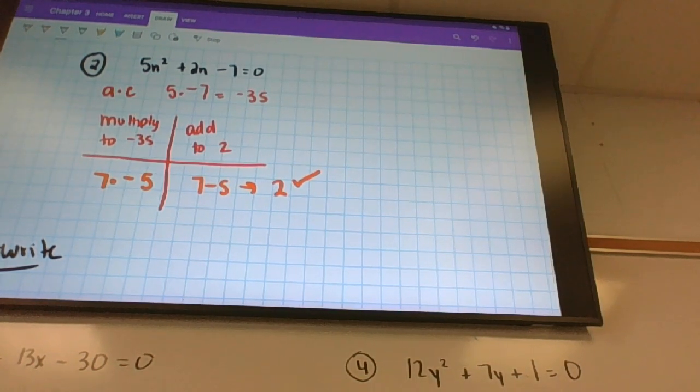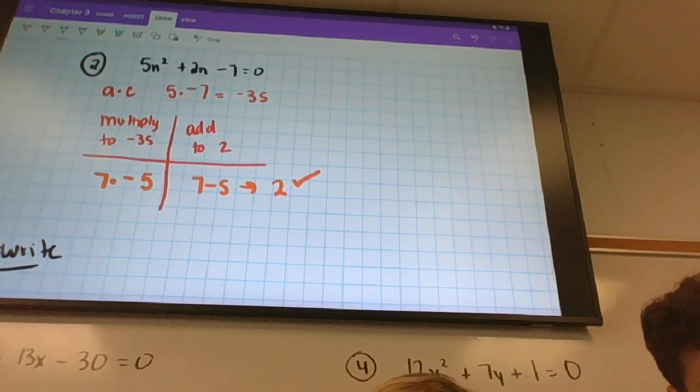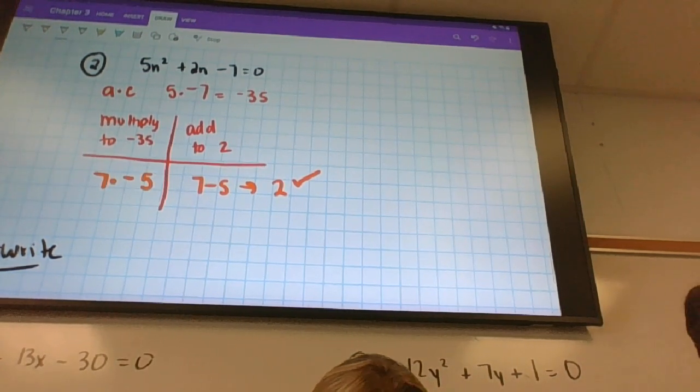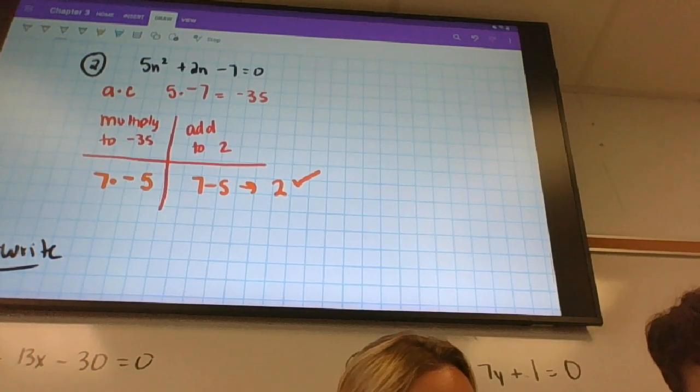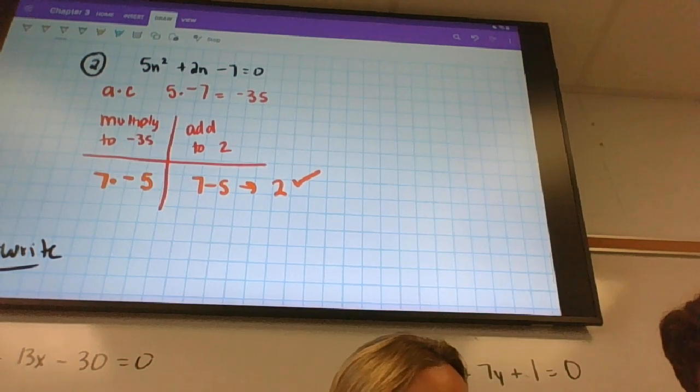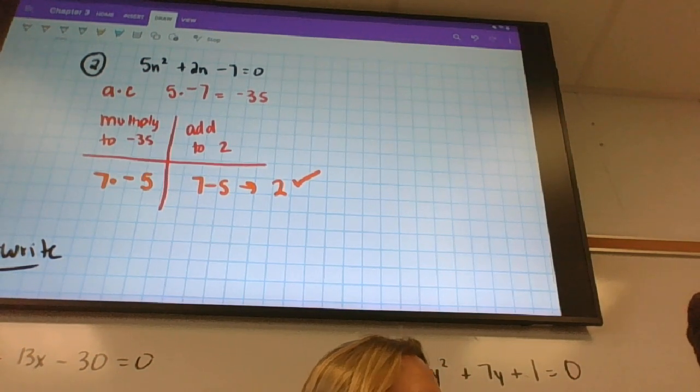Would you put first the 7 or the negative 5? You put the 5 first. But when I did it, I got n plus 1, but I don't know what goes here. Because the 2 is positive, we want to keep the bigger number positive.